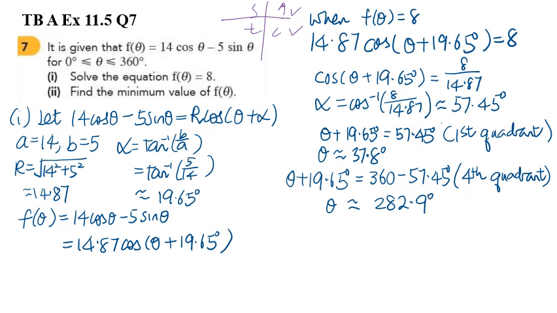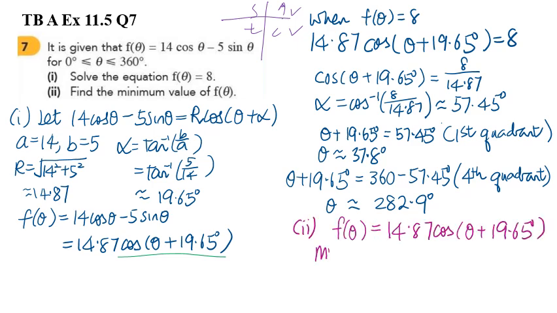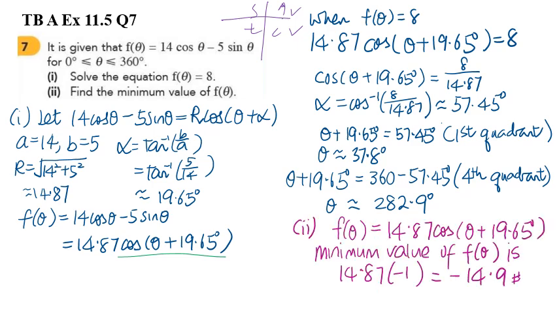Okay, so for part 2, it's similar to what we have done earlier, in question 2. To find the minimum value of f theta, that depends on the minimum value of cosine bracket theta plus 19.65. The minimum value for that will be -1. So therefore, the minimum value for f theta will be 14.87 times -1, which gives you -14.9, expressed with 3 significant figures.